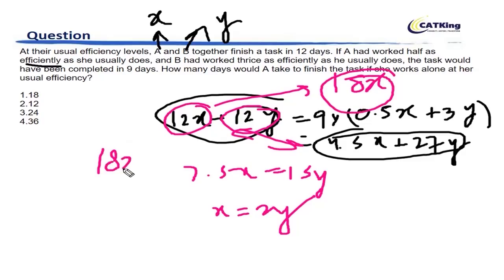So 18x is the work. x is the amount of work that A does in one day. So the number of days is 18. I hope this is clear to you.